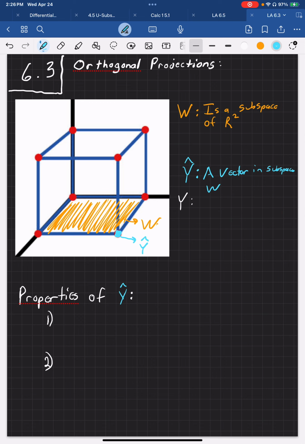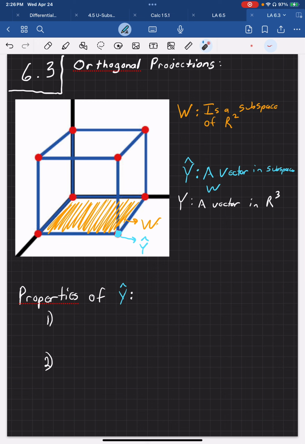Okay, finally, y is going to be a vector in R3. Right, so I will draw y in just a quick second, but again, it's some vector in space. And let me continue.